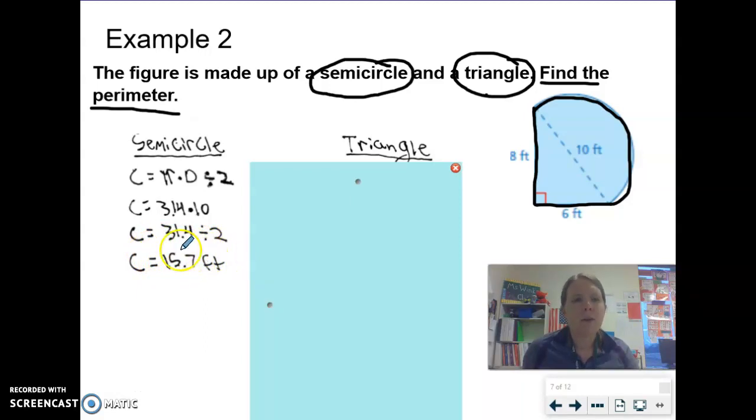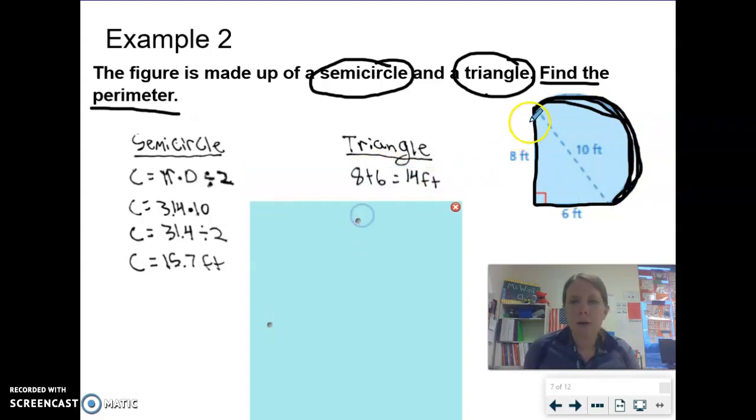Now, this is the only part for my semicircle. Okay, so this is not my whole area. Right now, all I've done is taken this part of my shape. Okay, just this part. So the next part is taking that triangle part into play. Okay, the triangle part, all I really need to do then is add up the side with 8 feet and 6 feet to it. So 8 plus 6 is 14.